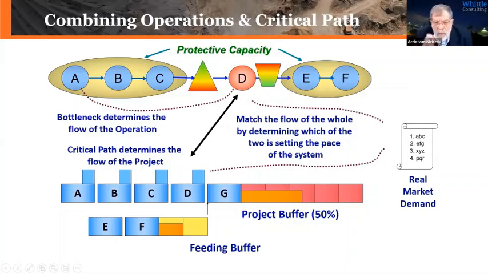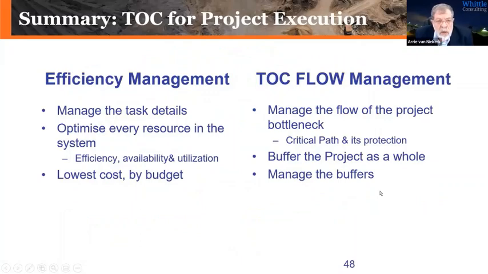So we need to manage both the long term and the short term at the same time. And this is not that simple. And at the same time, we want to link it to the market demand and the market promise. So in projects, the old view is to manage the task details, optimize every resource, and lowest cost by budget. In TOC, it's managing the flow of the project, bottleneck, and the buffer of the project, and then we manage the buffers. So the buffer status gives us the key measurements on how to manage the system.